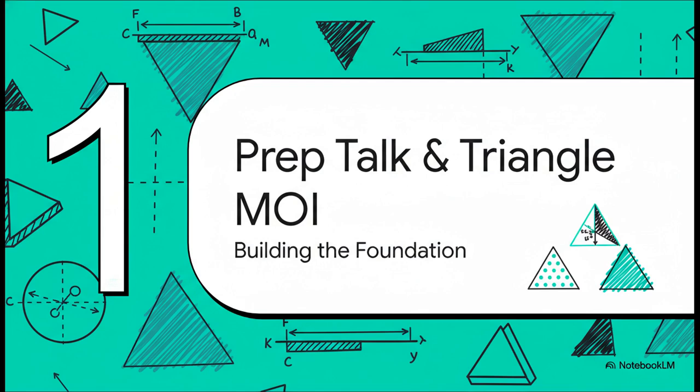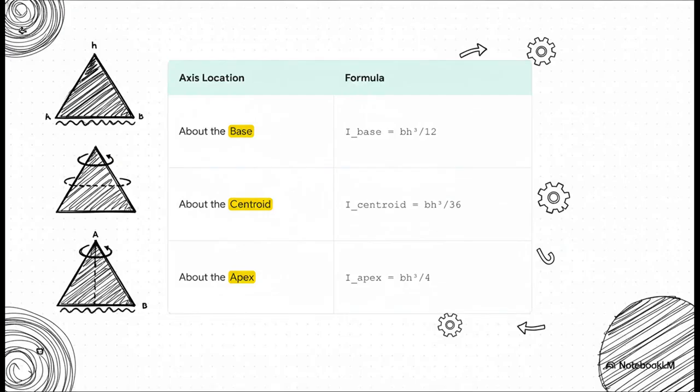We're starting with the shape that pops up everywhere in your exams, the simple triangle. Now, there are 3 key formulas for this shape that you absolutely, positively have to know by heart. Here they are. These are the 3 standard formulas for a triangle's moment of inertia, where b is the base and h is the height. About its base, the formula is a fixed value, bh cubed over 12. About its centroid, its center of gravity, it's bh cubed over 36. And about the apex, that top pointy bit, it's bh cubed over 4. These are standard fixed formula values. You just have to lock these into your brain.